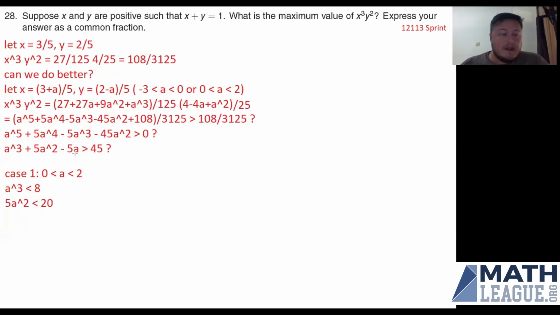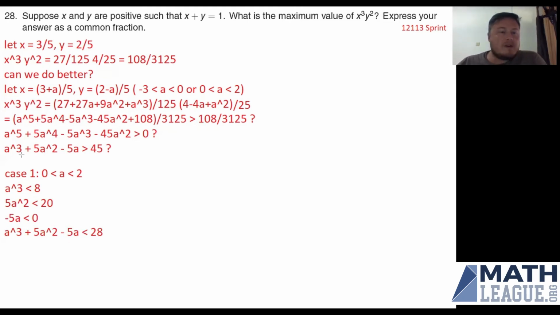Well, if we take all the values from 0 to 2, then negative 5a, first off, is always going to be a negative number, right? So negative 5a is definitely less than 0. So what we're going to do then is add the left-hand sides and the right-hand sides of all these inequalities. Notice that the inequalities are all pointing in the same direction, so we can add inequalities together anytime we have them pointing in the same direction. So on the left-hand side, of course, I get a cubed plus 5a squared minus 5a is less than 28.